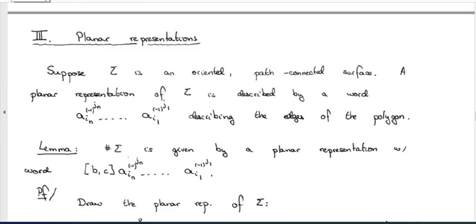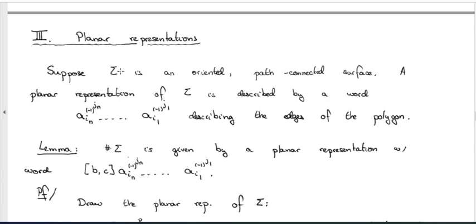All right, so now what we're going to do is, we spent some time introducing planar representations, and they are the key ingredient we need to prove the classification of surfaces later on. So it's worth understanding how they change as we attach handles.